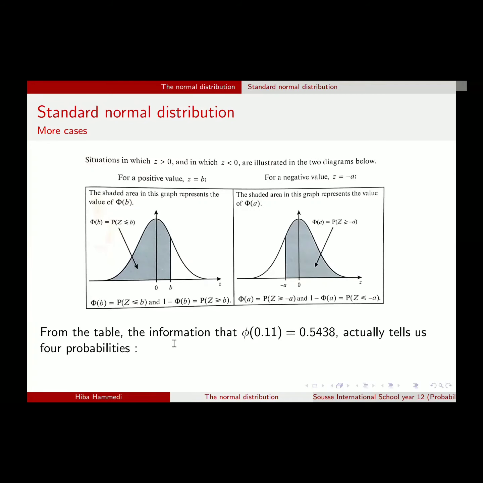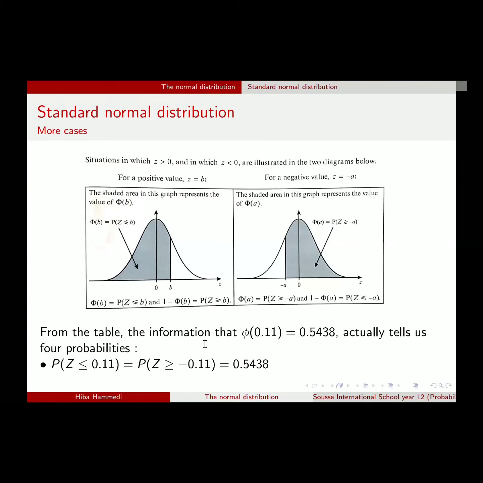So, for example, knowing the information that phi of 0.11 is equal to 0.5438 actually tells us 4 probabilities. The first one, I have the probability of z less than 0.11, which will tell me that the probability of z is more than negative 0.11 is equal to the same probability. They are equal because of this rule here.